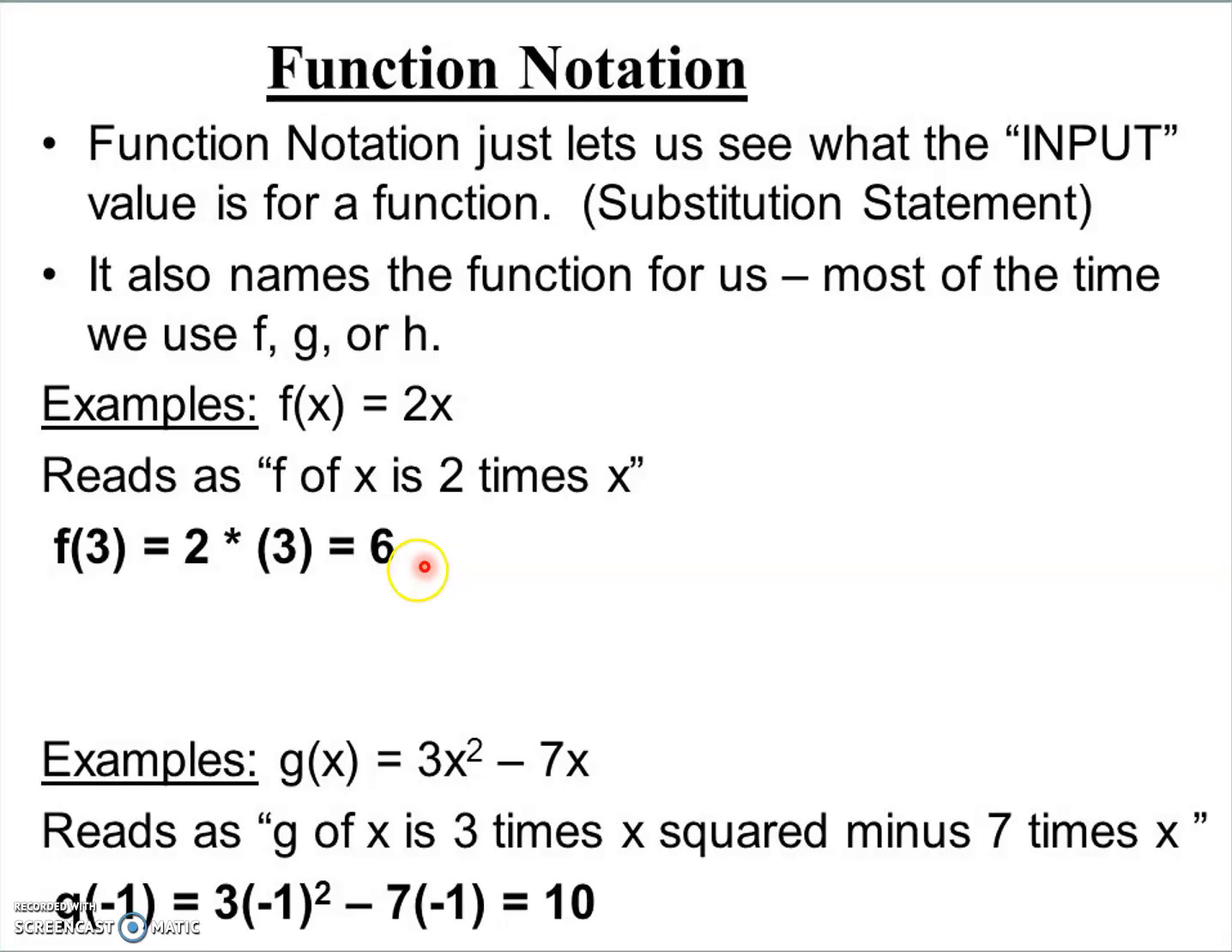For example, suppose g of x is equal to 3x squared minus 7x. We read it as g of x is 3 times x squared minus 7 times x. What we have to do is put minus 1 instead of x: 3 times (minus 1) squared minus 7 times (minus 1), and simplify. Minus 1 squared is 1, 3 into 1 is 3, minus minus becomes plus 7, and 7 plus 3 is equal to 10.